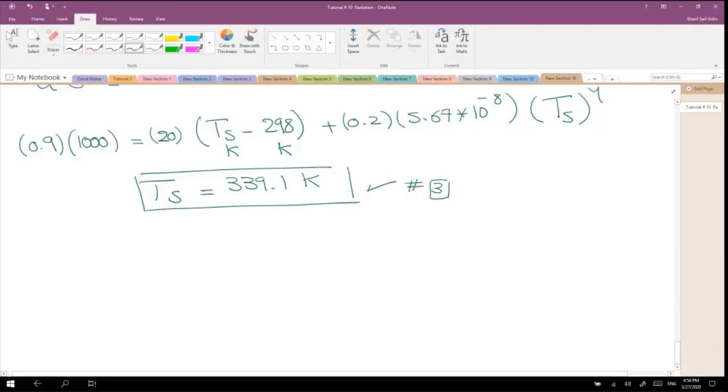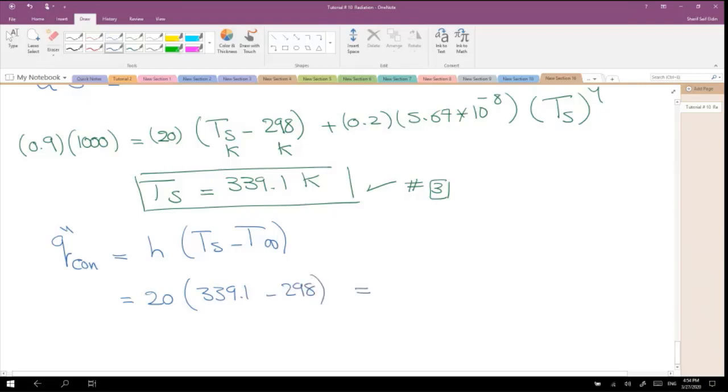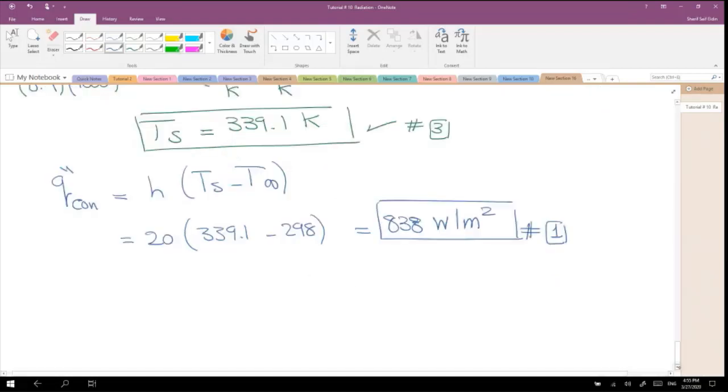And from here we can get Q double dash convection, which is h times Ts minus T infinity. H was 20, Ts 339.1 minus 298 is going to give you a convection heat flux of 838 watt per meter square, and this is the requirement number 1.